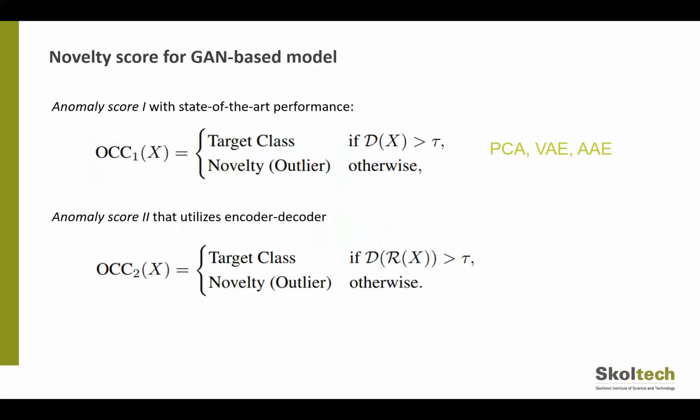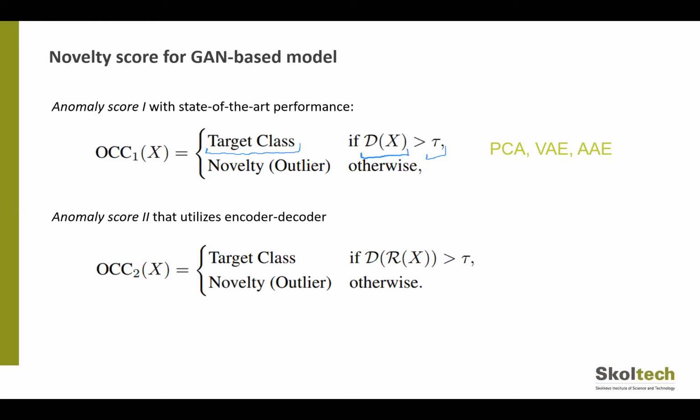And in this case, we have a natural anomaly score. We can say that if we apply the discriminator directly to the real images, and if the score is higher than a threshold, then we are happy that the image is real and belongs to the target class. If not, we can say that it is an outlier, and we can tune the threshold to get a good confusion matrix.